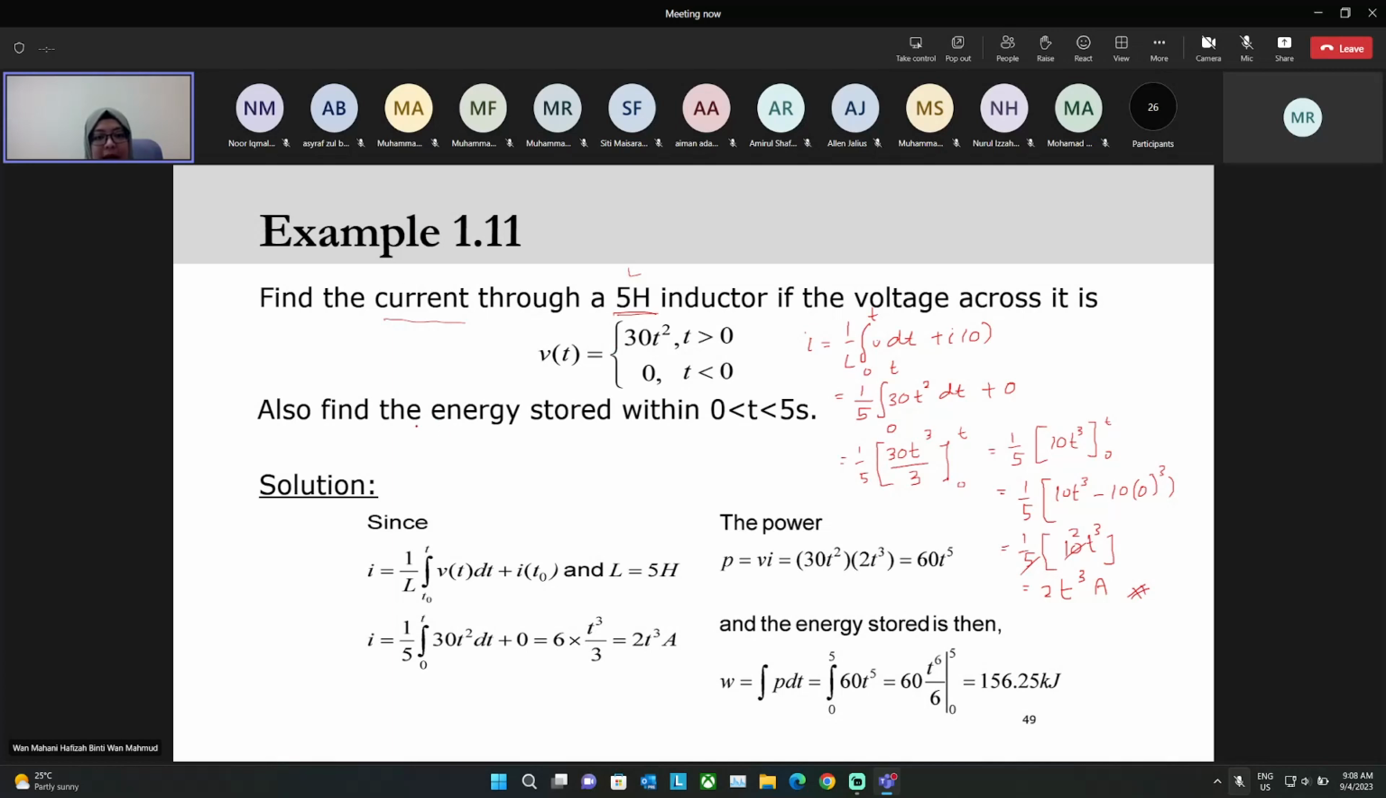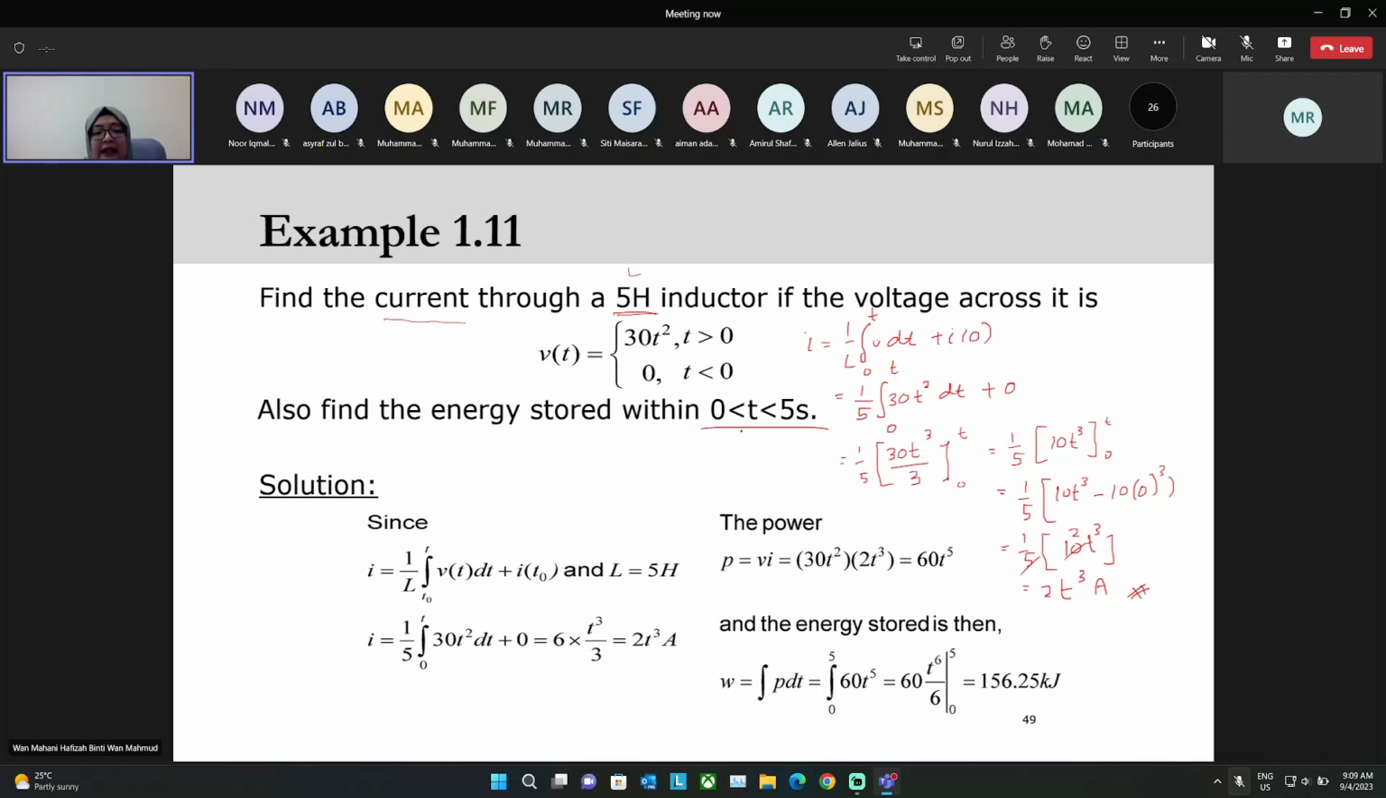Lepas tu second, dia minta find the energy stored within 0 to 5 second. Ini yang saya cakap tadi, dia ada limit. Yang tadi dia minta je apa energy, so you terus kira W equals to 1 over 2 Li square. Sekarang ni dia tak minta the general equation for energy. Dia minta energy antara 0 ke 5 second. Berapa energy dia? So bila you kira, make sure kalau dia sebut second dalam tempoh apa, pada masa berapa, ini maksudnya output you nanti bukan lagi dalam sebutan T. Memang akan ada value. Value lah 100 joule, 50 joule, up to the question lah, depends on the equation.